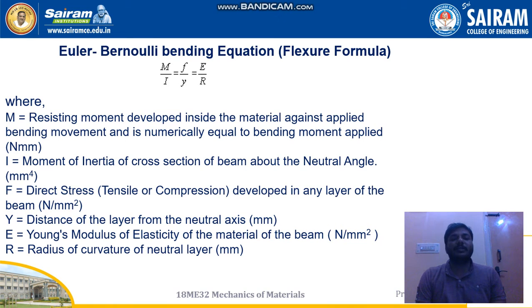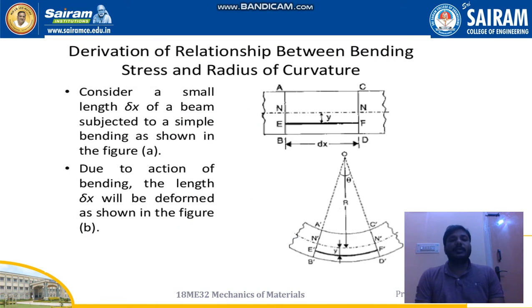By equating these terms, we can find the unknown quantities using this flexure formula. Next we're going to see the derivation of the relation between the bending stress and the radius of curvature. In this diagram you can see the axis N, and y is the deflection between points E and B, where dx is the distance. This is about the bending.